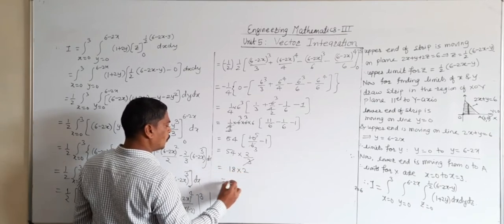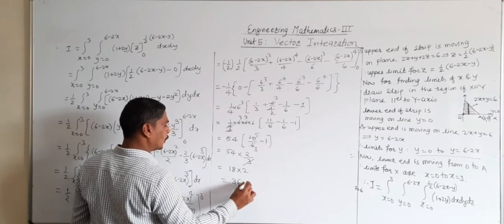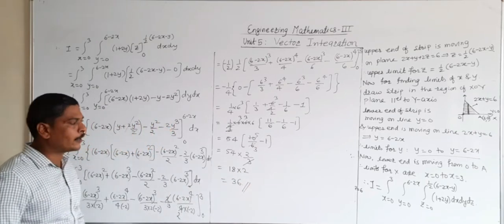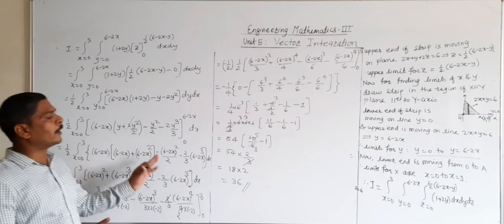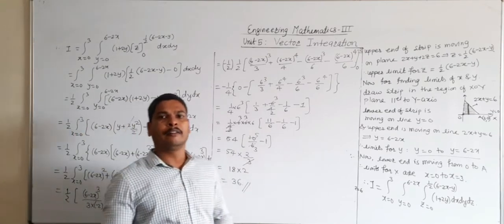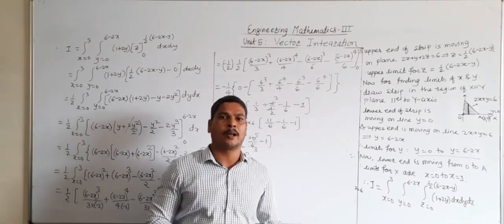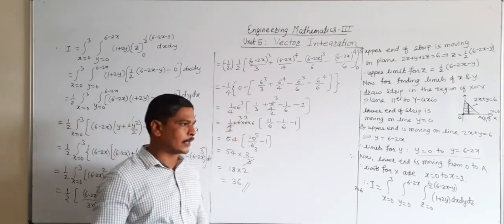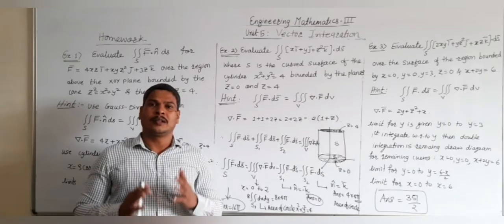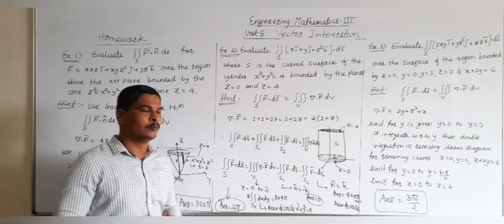18 into 2 becomes 36. So 36 is our final answer. In that way we can easily find the surface integral of the given function f bar bounded by the surface of the tetrahedron. Try to solve some examples at home.